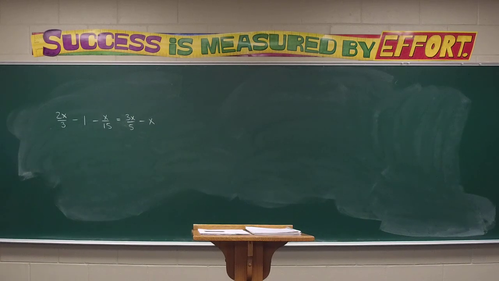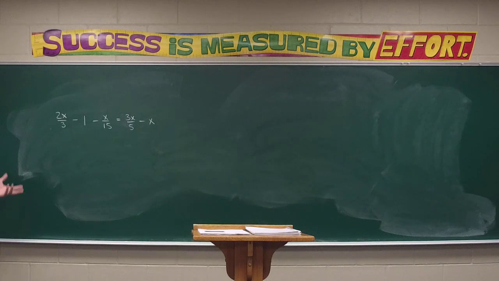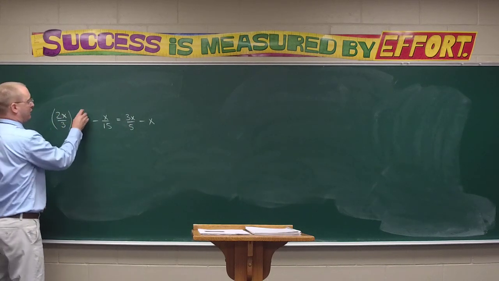So I see equation, I see fractions. I have feelings of hatred. I hate these fractions. So I'm just going to get rid of them. I'm going to multiply everything, class, by what LCD? I got a 3, I got a 15, and a 5. What one number has all of those in it? 15 has all of them in it. So I'm going to multiply everything by 15.